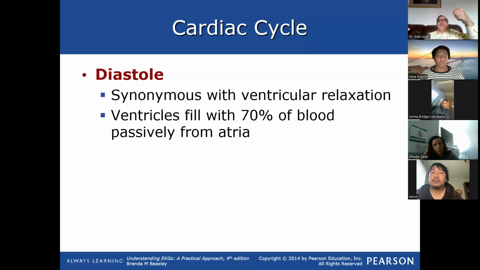Why is the ventricle wall thicker than the atrial wall? Make sense? The ventricle wall has to be thicker than the atrial wall because it has to push the blood for a long distance against resistance. So remember these words: distance, resistance. The ventricle works against these two issues, distance and resistance.